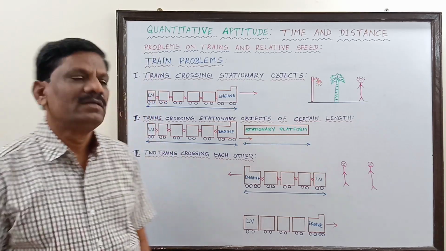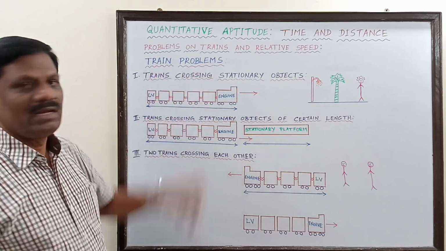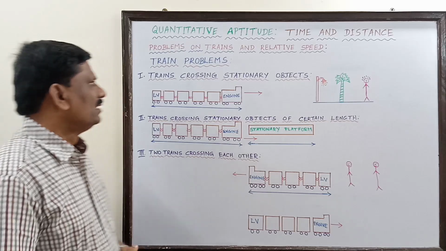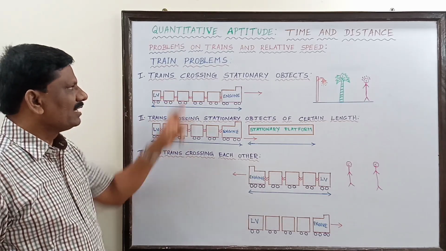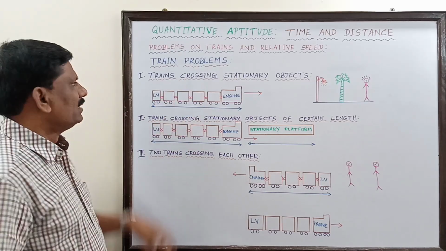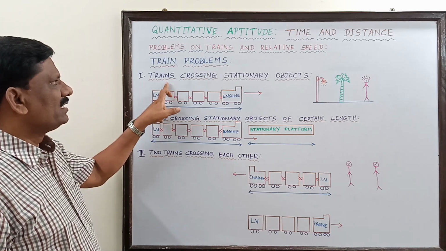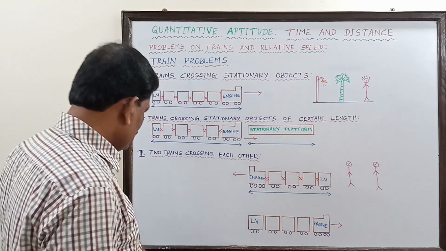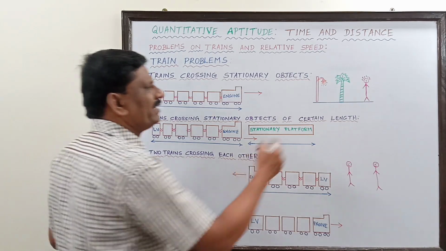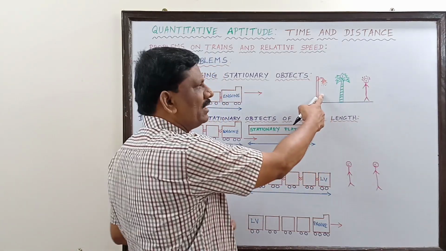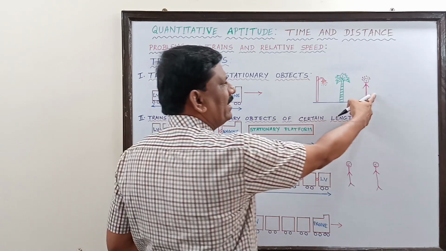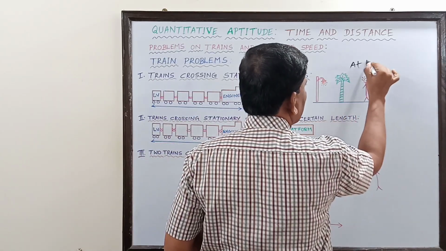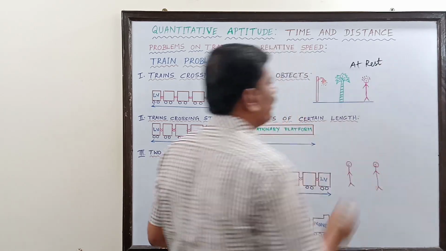Hi students, now we are going to solve some problems called train problems. There are different cases in solving the train problems. The first case is trains crossing stationary objects. These stationary objects are like a lamp post, trees and a man. These are all at rest, resting objects.